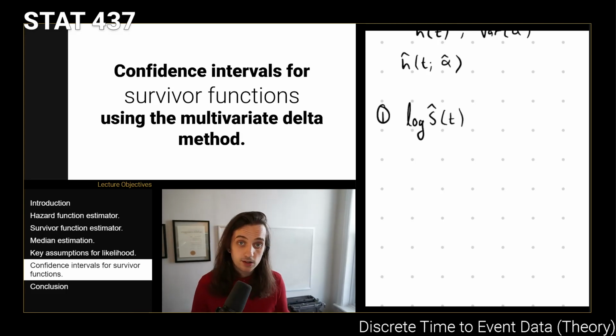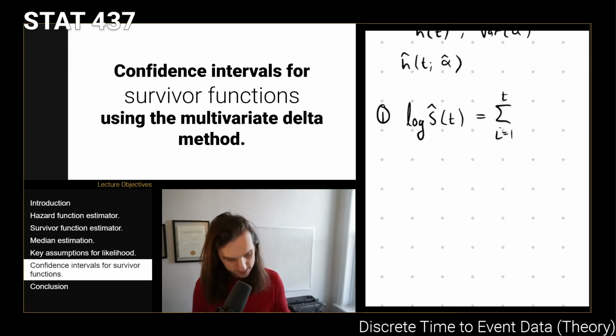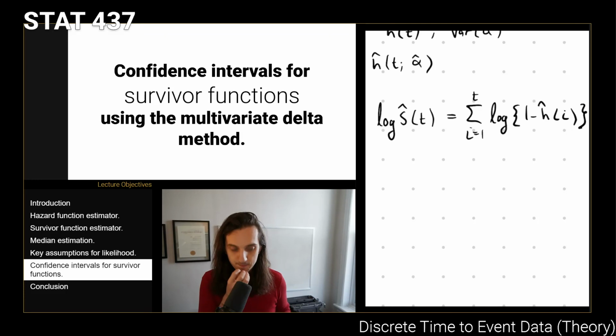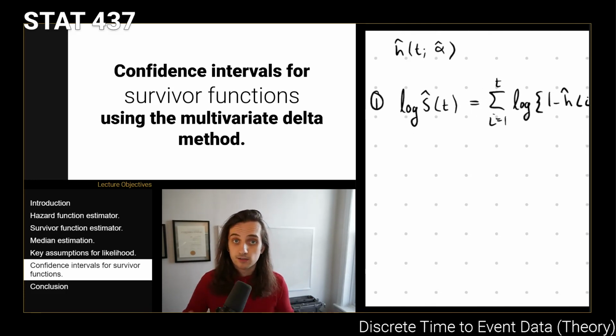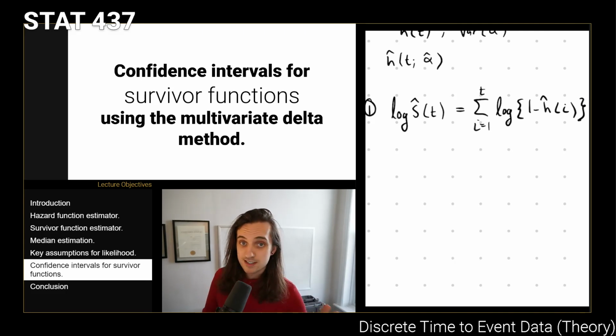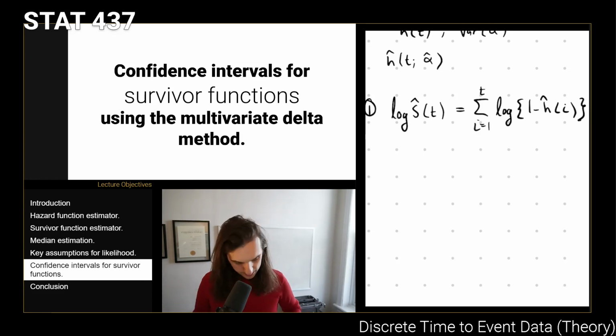And the reason that we want to look at the log of the survivor function is because the log of the survivor function becomes a sum. It's the sum from i equals 1 to t, and then we take the log in each one of these terms as 1 minus h hat of i. Okay? And so already here, if you're thinking about trying to work with these expressions, working with summations is a lot easier than working with products. Okay?